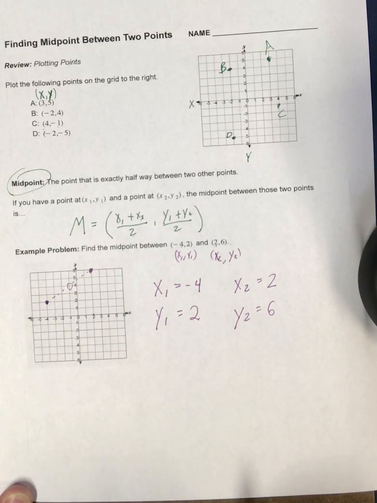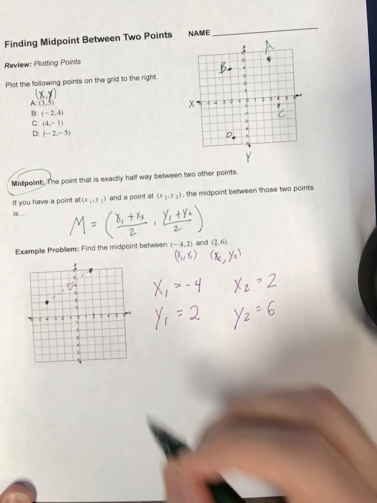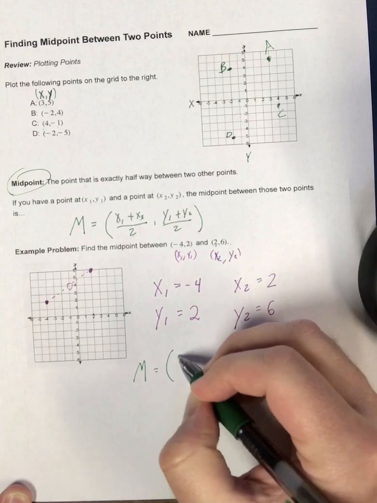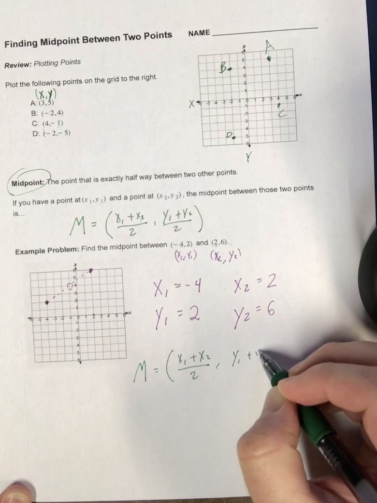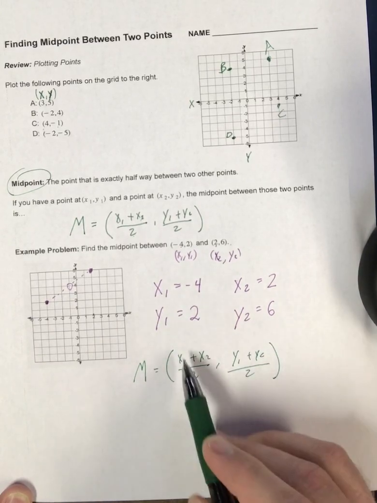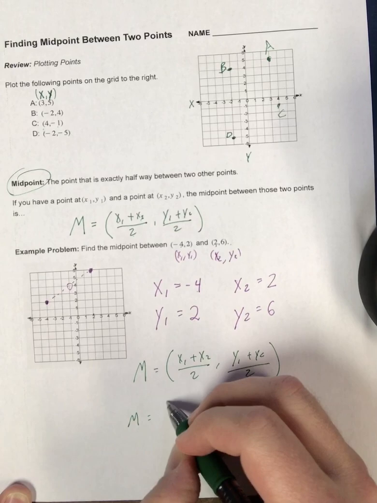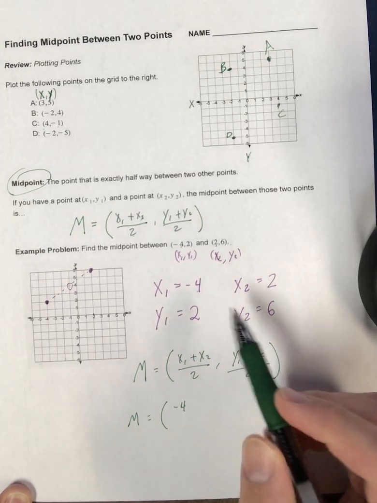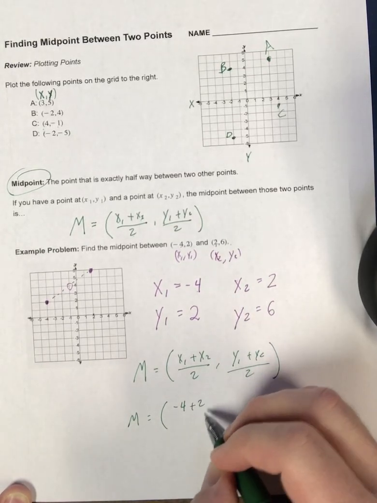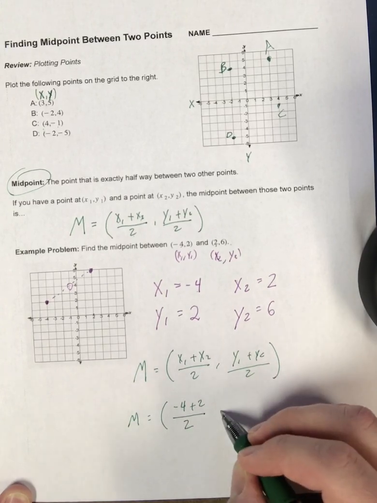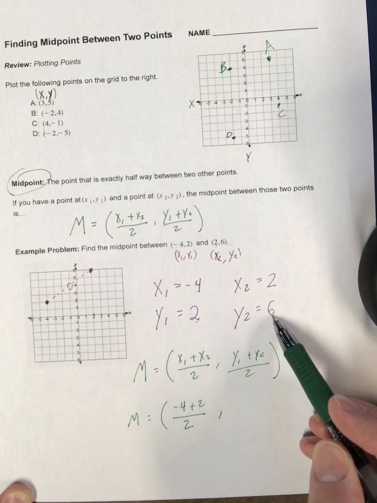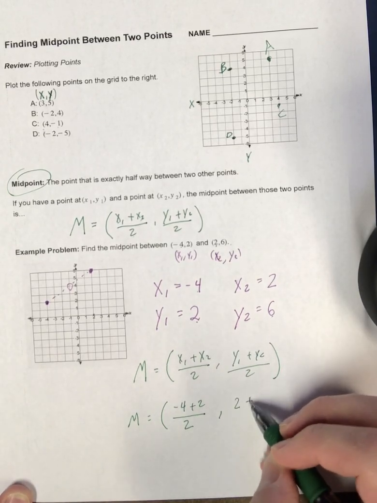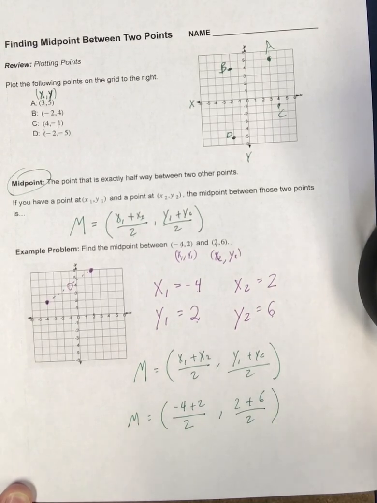Once I do that, now I actually plug those values into the formula. So we can see here, I'm just going to rewrite the formula here. x1 is -4. So I put in -4. x2 is 2, so I put in 2. Divide by 2, and then I put a comma. So that's for the x. Now I'm going to go to the y's. y1 is 2, and y2 is 6. So 2 plus 6 divided by 2.